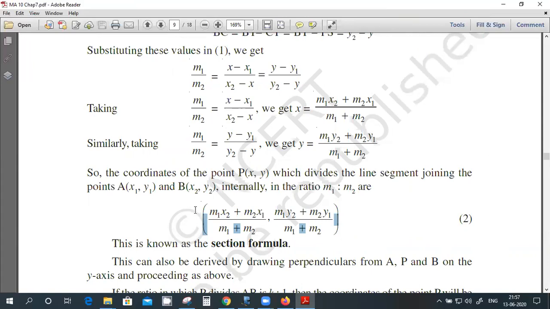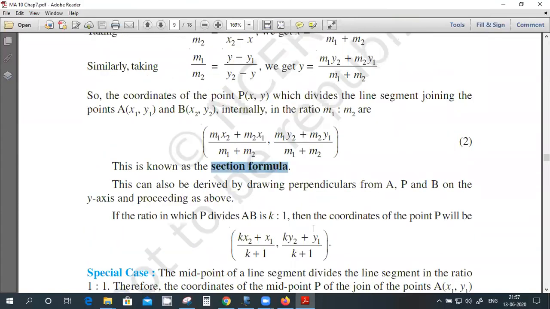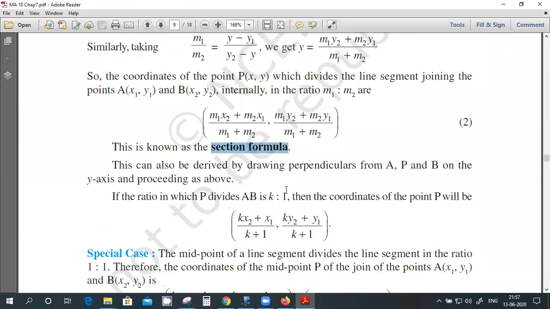Okay, so this is the coordinate of the point. It's clear, no? Yeah, same thing. So this is the section formula. Okay, one second, I'll write the formula.